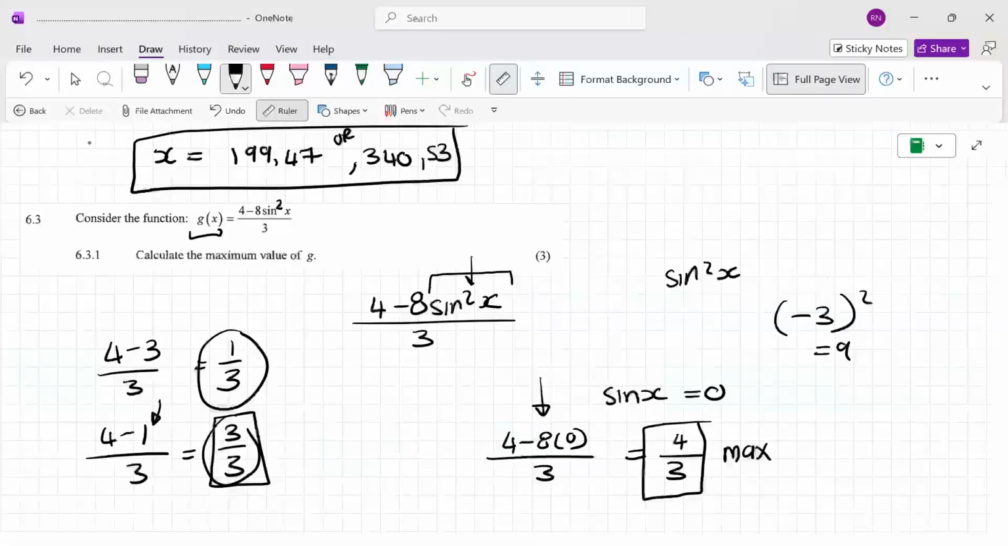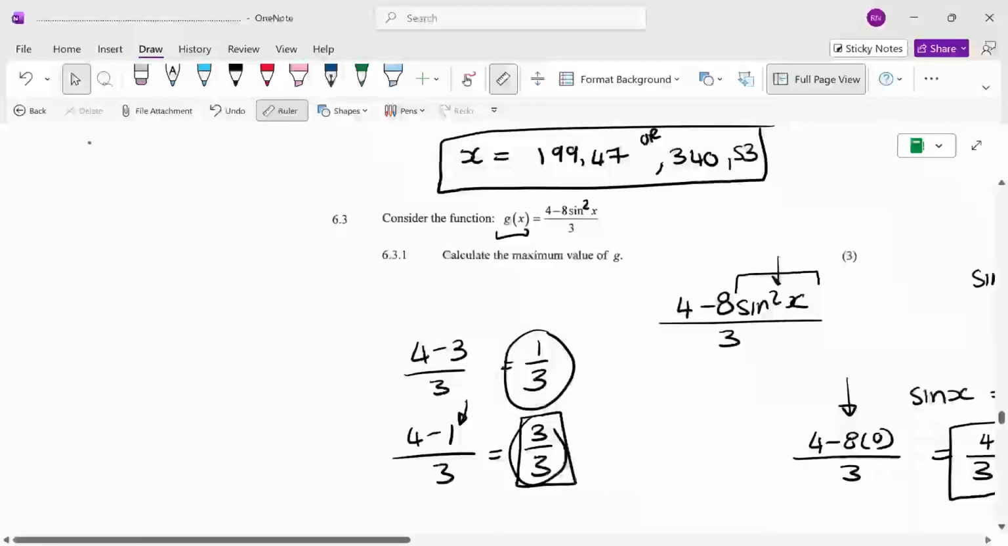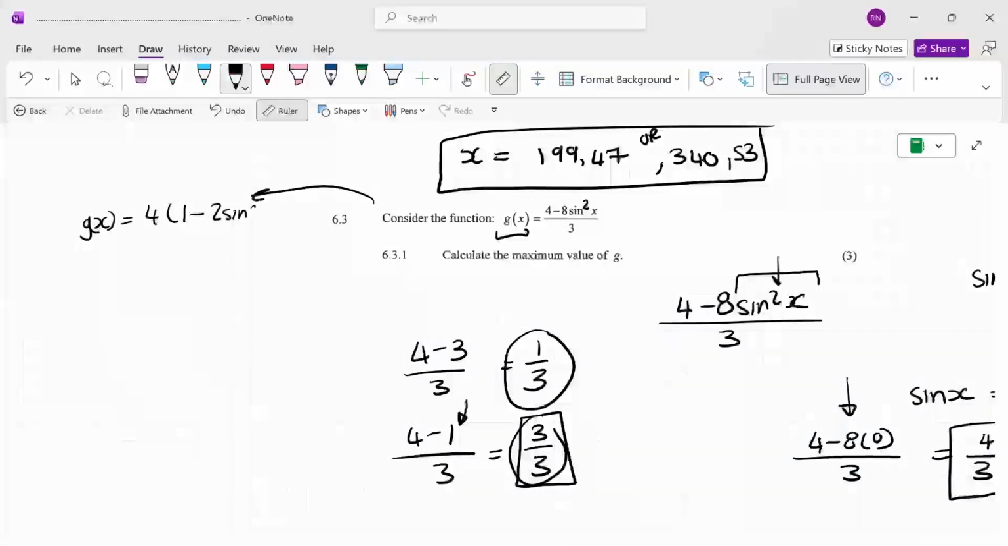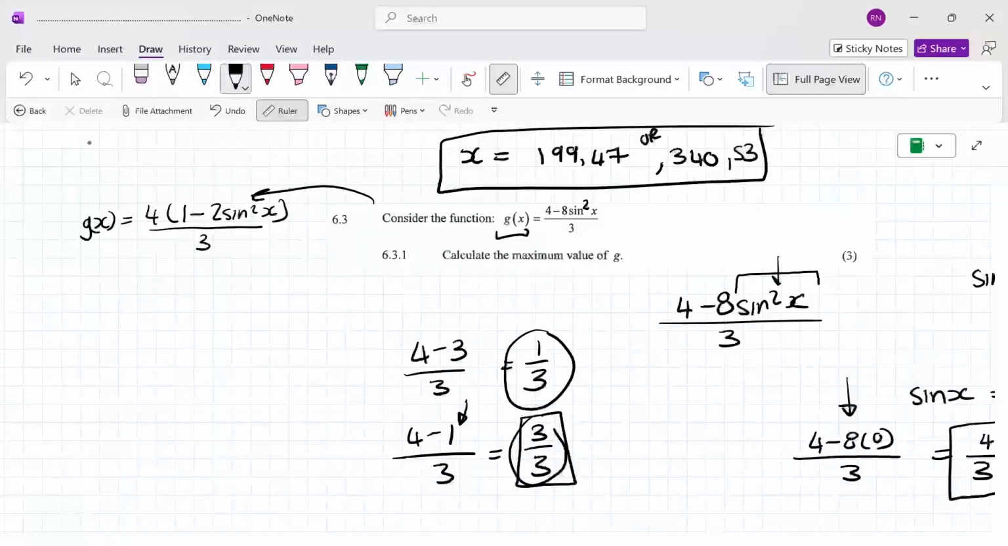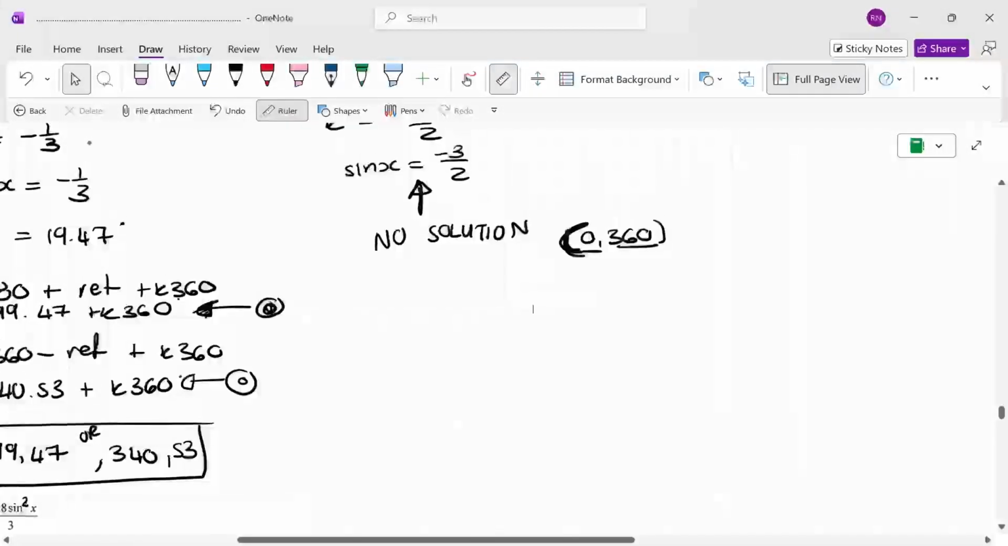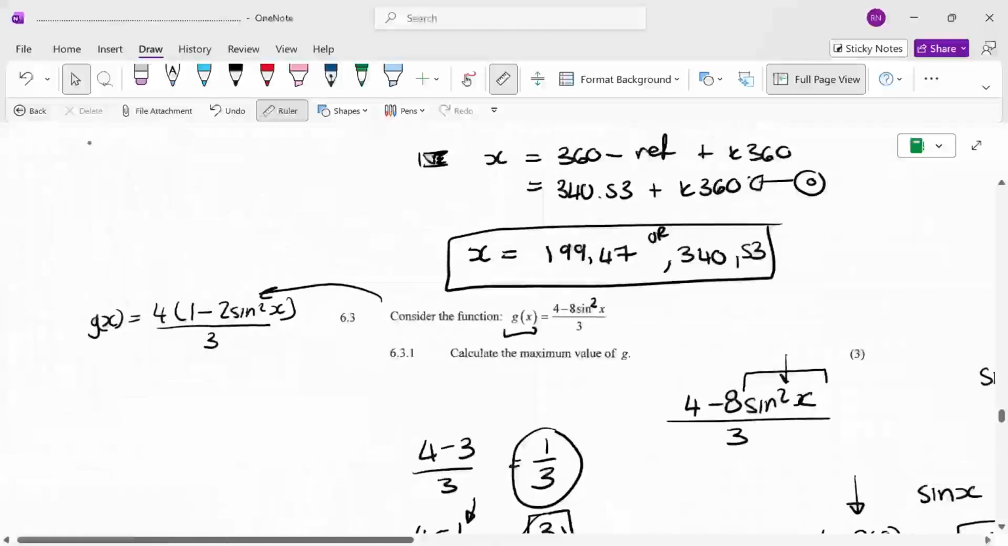The interesting method is to take out a common 4, right? If you take out a common 4, but this is like you have time to think about this. If you take out a common 4, you'll have 1 minus 2 sine squared x over 3. This 1 minus 2 sine squared x over 3 is an identity that you get in your formula sheet. I'll just tell you it's equal to cos 2x. It's one of your cos 2x ones, right?